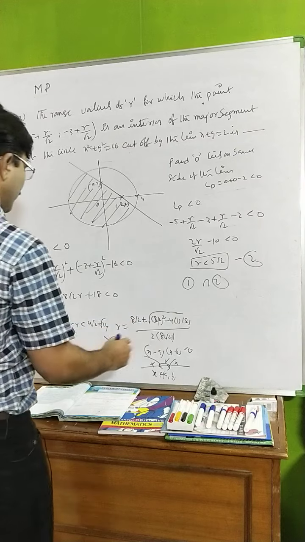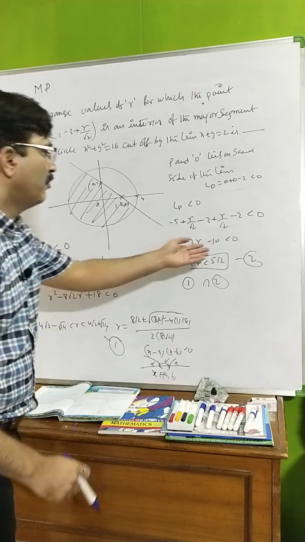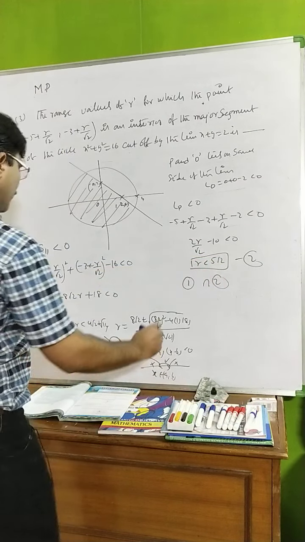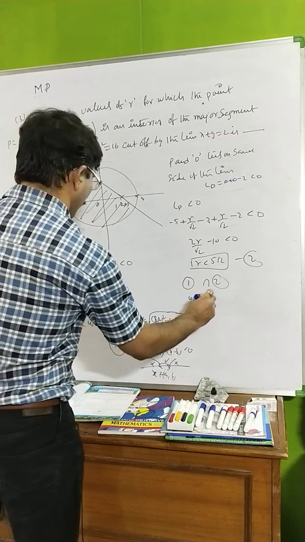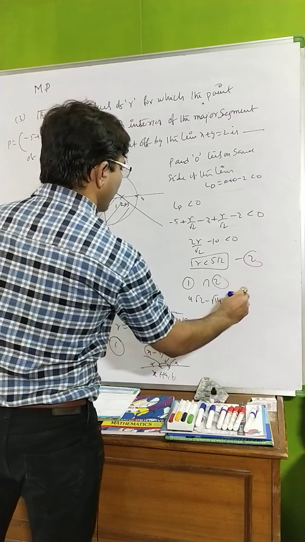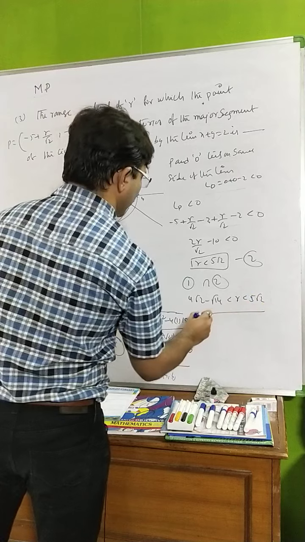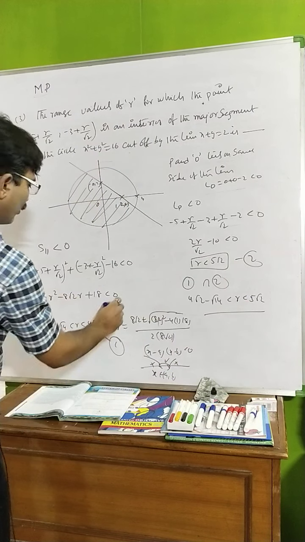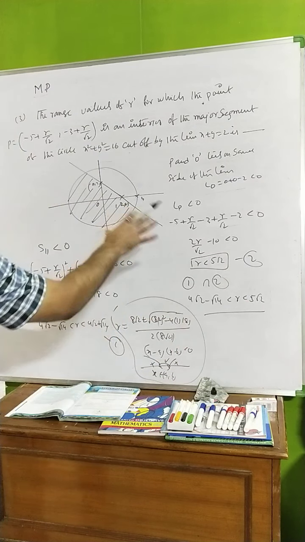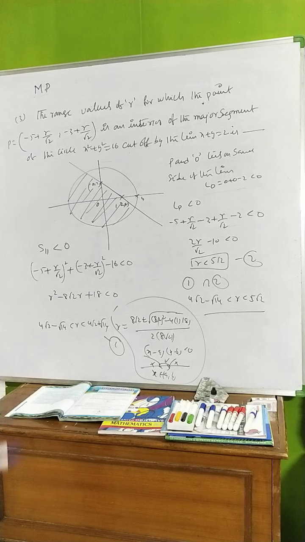1 intersection 2 means this is 4 root 2 plus root 14, which is much bigger than this one. So you can say that the answer is 4 root 2 minus root 14 less than r less than 5 root 2. Sir, I have shown you how to solve all this. I don't have that much more space here, that's the reason I did it. Like this we can do the problem, sir.